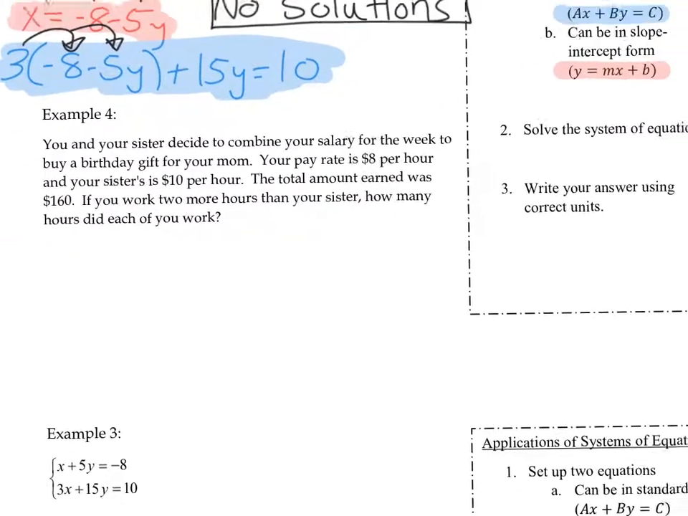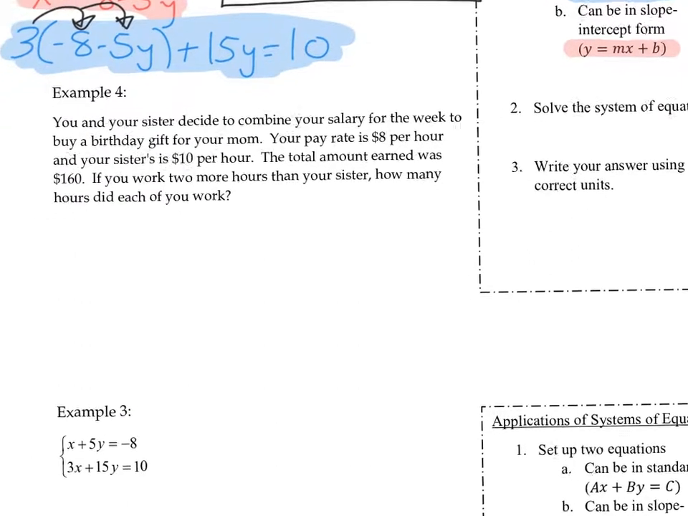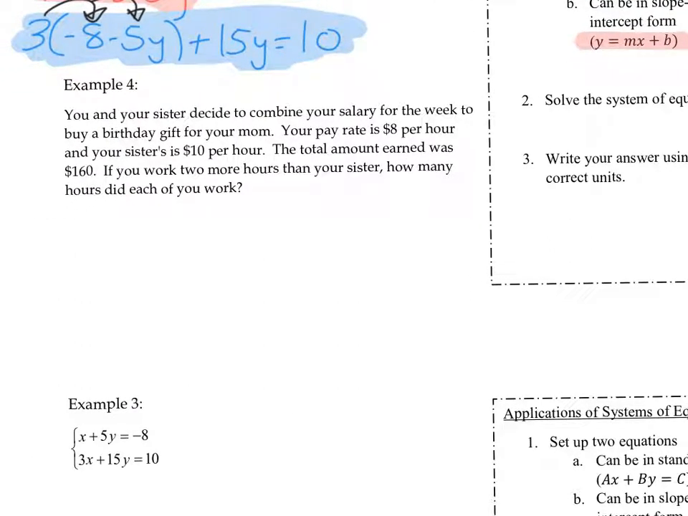So the first thing we need to do in step 1 is we need to set up two equations based upon this word problem. Now, looking at this word problem, we need to probably highlight some key things. So it says, you and your sister decide to combine your salary for the week to buy a birthday gift for your mom.